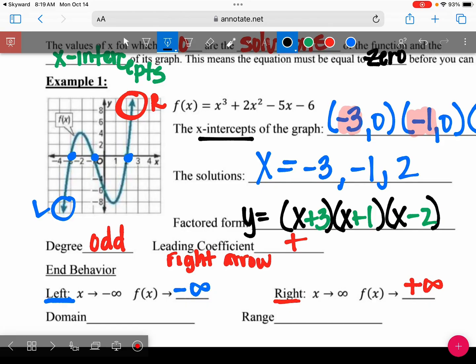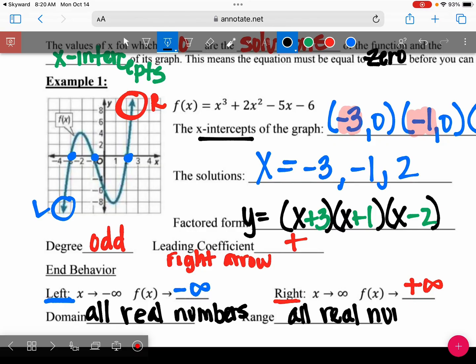Every odd degree has a domain and range of all real numbers. And that is it. Any questions?